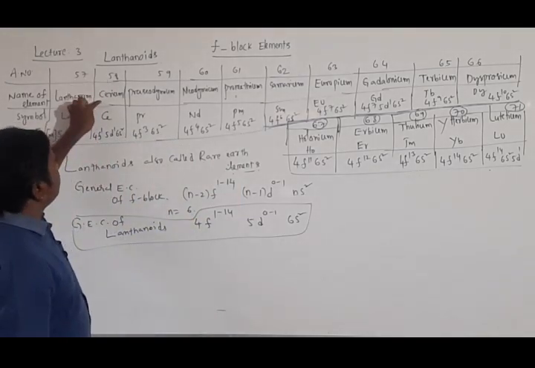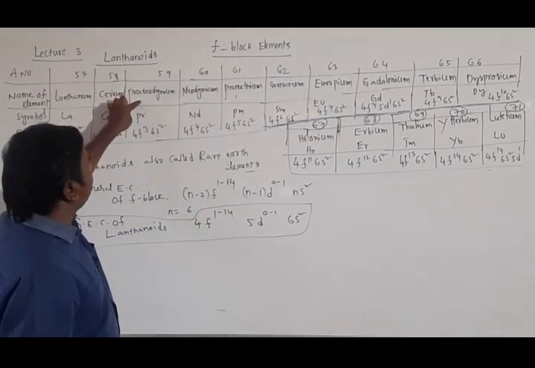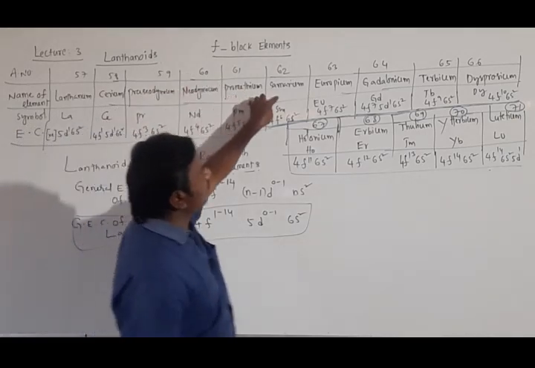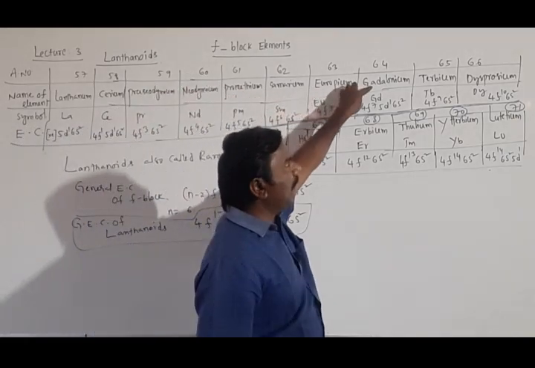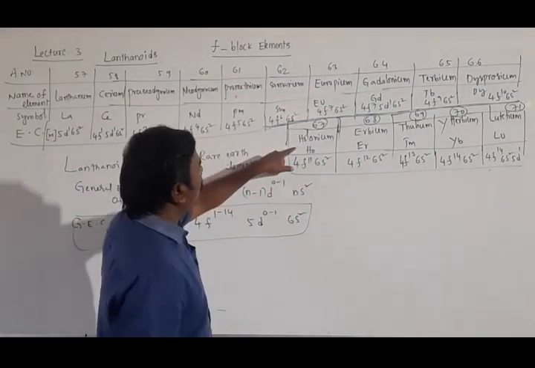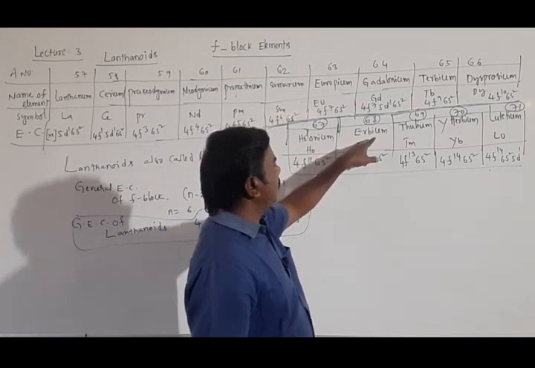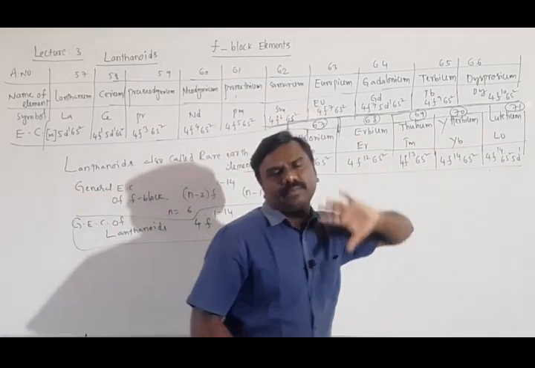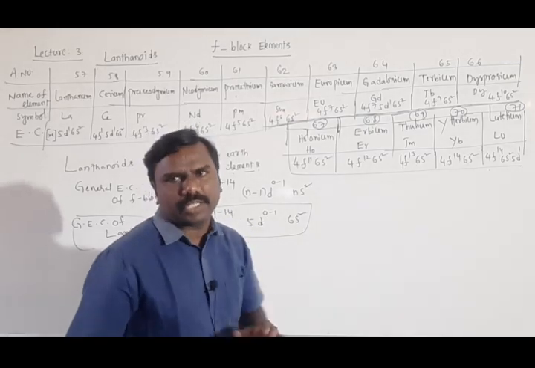Now 58 cerium, 59 praseodymium, neodymium, promethium, samarium, europium, gadolinium, terbium, dysprosium. Next holmium, erbium, thulium, ytterbium and lutetium. These are mostly scientists' names actually.